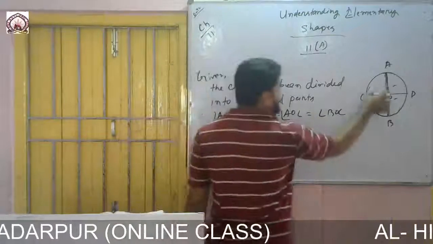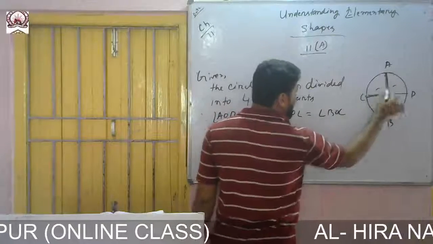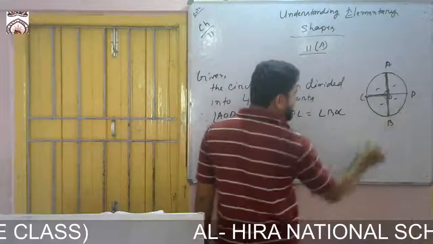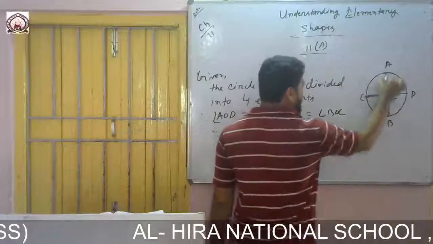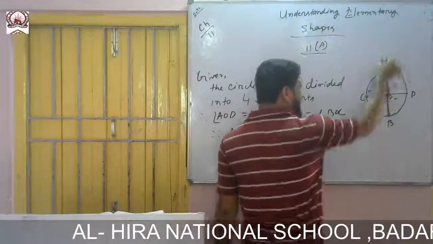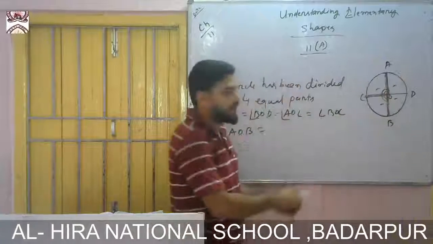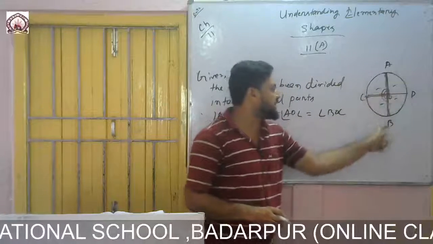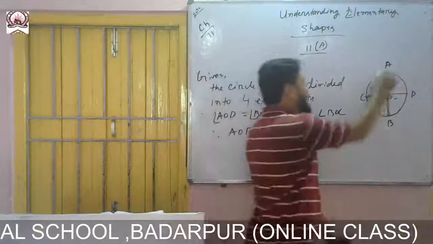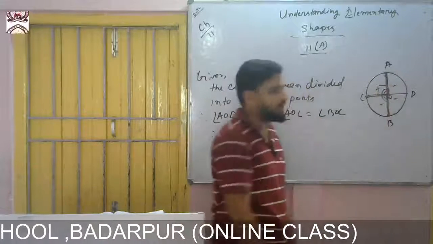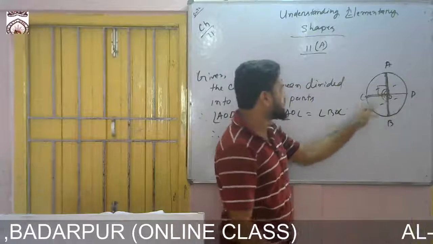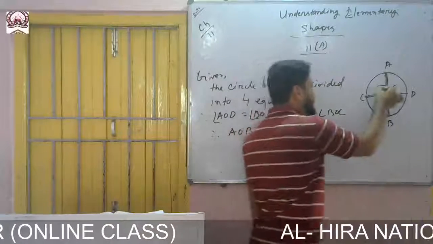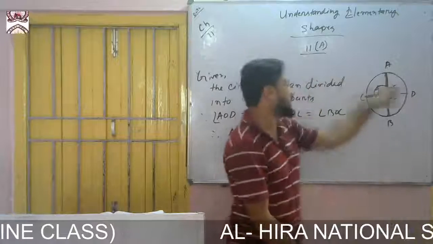Angle AOB, this angle. What can I write? Angle AOC plus angle BOC. If I add angle BOC and angle AOC, then I will get angle AOB. If I add angle AOC, I will get this part, and if I add angle BOC, I will get this part. That means I will get this whole angle, angle AOB.